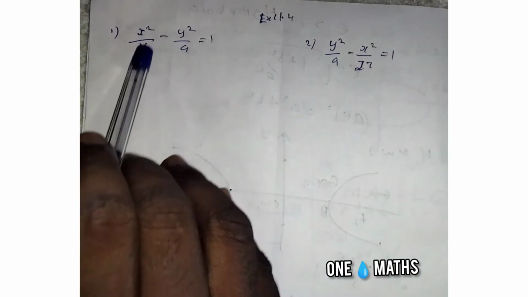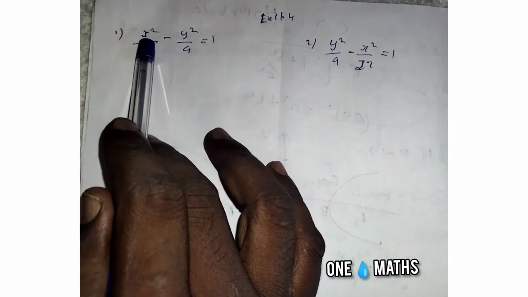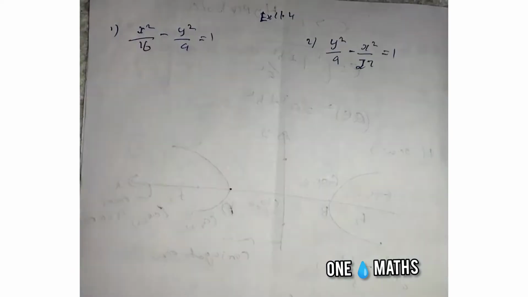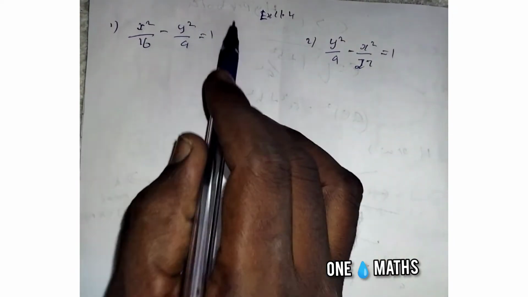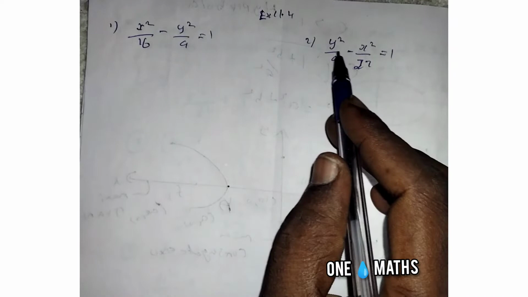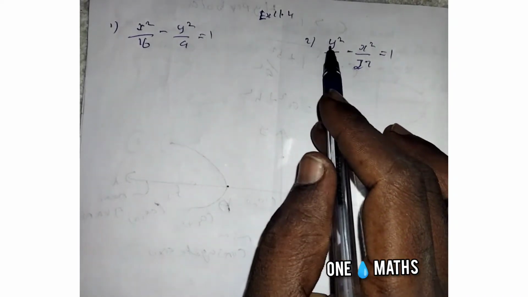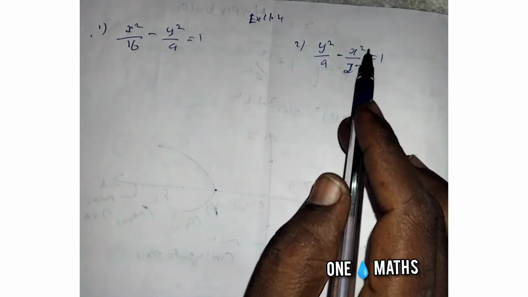How to identify? Here the x squared term is positive, so the transverse axis is parallel to the x-axis. Here the transverse axis is parallel to the y-axis. How to identify? Here the y term is positive. Here the x term is positive, and here the y term is positive.